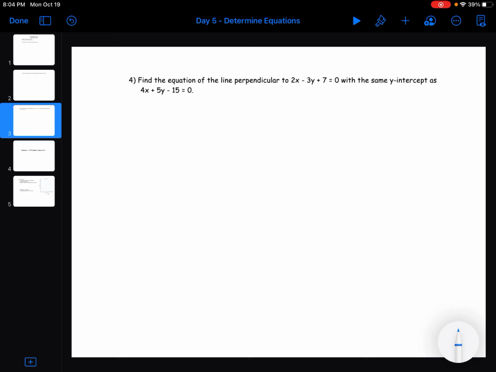Last one. Okay, so we're going to use the slope of this graph to find the negative reciprocal slope because it's a perpendicular line to that one. Okay, we're always going to find slope and then we're going to find our y-intercept. So let's use this graph. We've got 2x minus 3y plus 7 equals 0. Then we're going to get 2x plus 7 equals 3y.